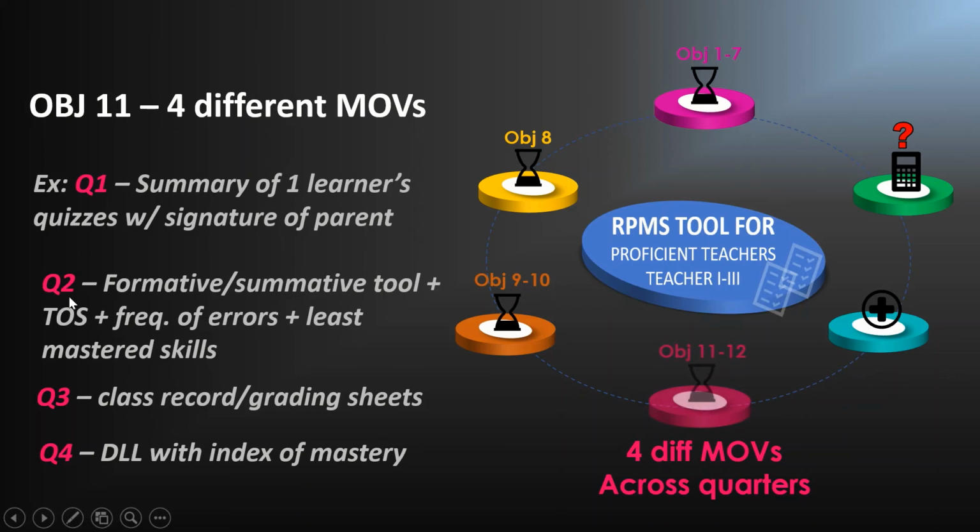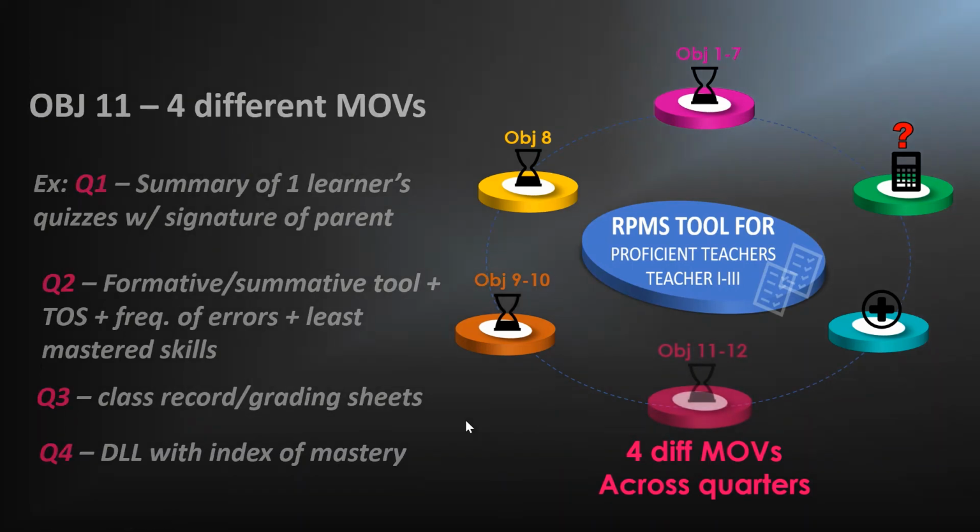For quarter 2, for example, we presented formative or summative tool with TOS plus frequency of errors and identified least mastered skills. And take note po. And then for quarter 3, for example, we presented a class record or a grading sheet. And for quarter 4, you have your DLL with index of mastery at the top. Yung result po ng evaluation.